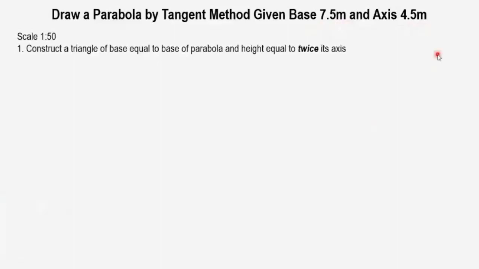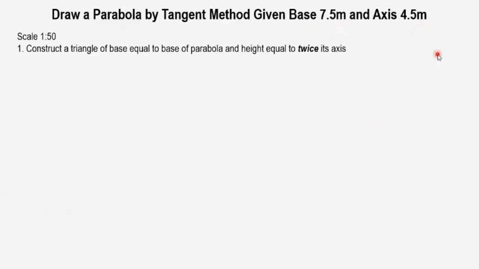So first we have to decide what is the scale that we want to use. The scale again depends upon the size of the parabola as well as the size of the paper or the sheet available to us. The size of the parabola is given as 7.5 by 4.5 meters, so we first decide any suitable scale. I am taking scale as 1:50.